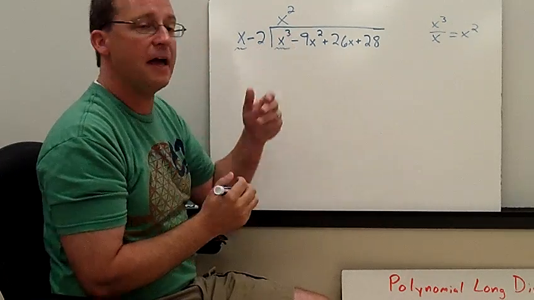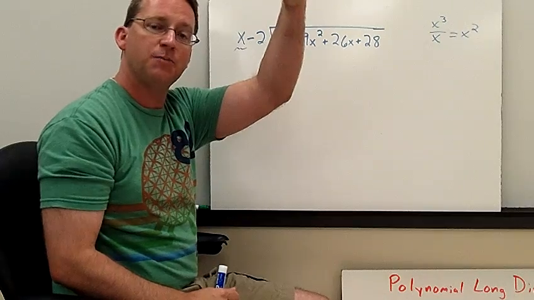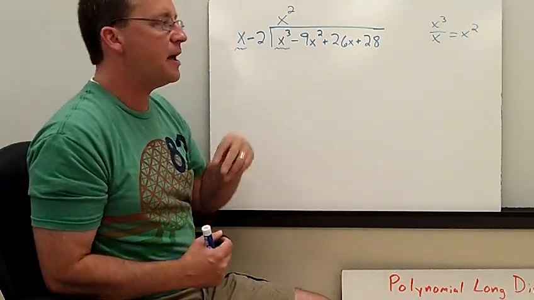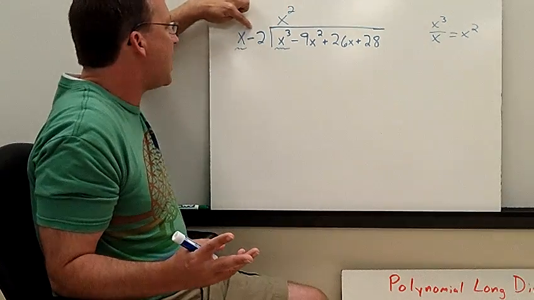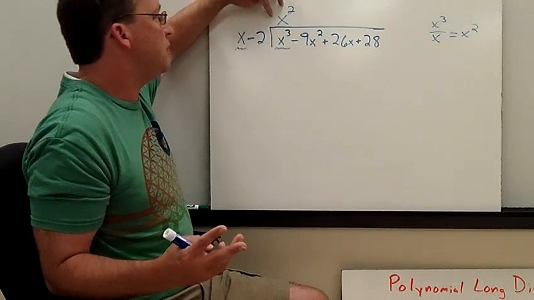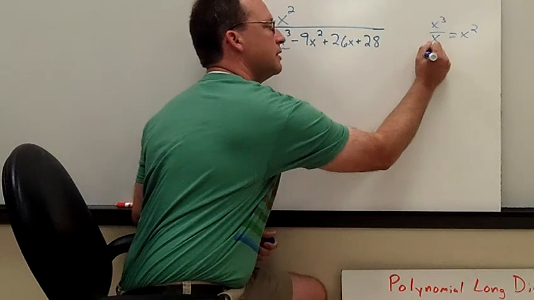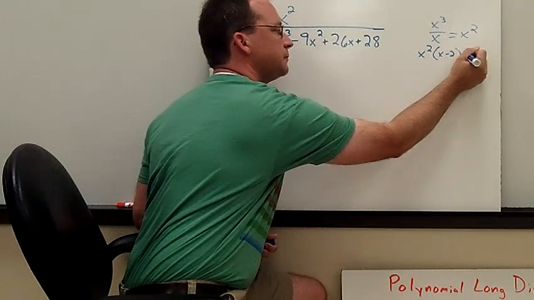Once we've done that, just like we did when 6 went into 17 twice, we put that 2 up on top as part of our answer, and then we multiplied. We did 2 times 6. We're going to multiply here. We're going to multiply this x squared by this entire expression out here. We're going to do the x squared times x minus 2.